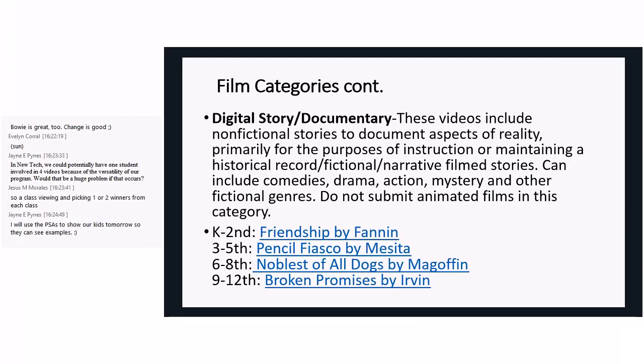Then our digital story and documentary. This is where you basically put all your movies. This is, like I said, a story, a digital movie, in other words, a documentary. These videos include non-fictional stories to document aspects of reality, primarily for the purpose of instruction or maintaining historical record. Fictional narrative film stories can include comedies, drama, action, mystery, and other fictional genres. Do not submit animated films in this category. That goes in the animation category.